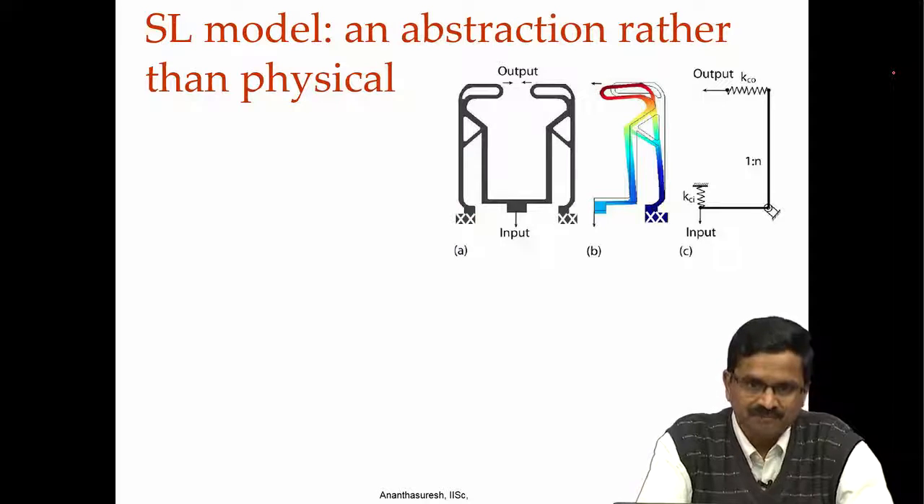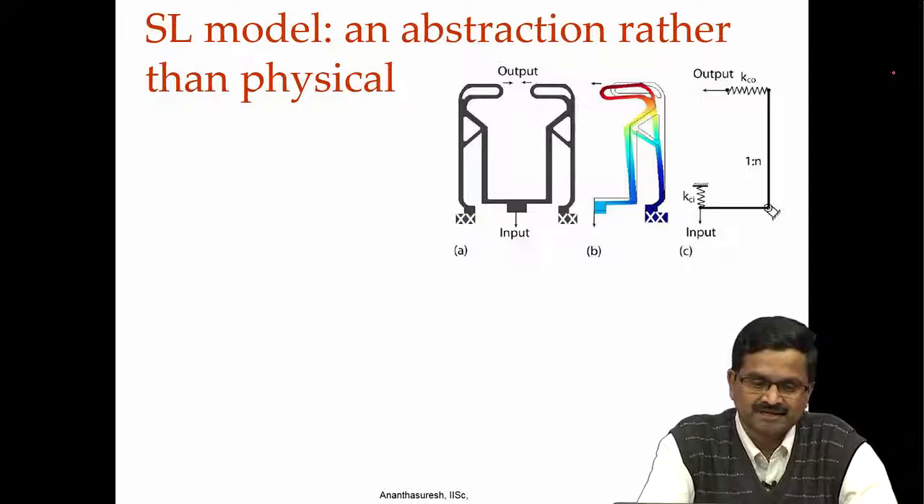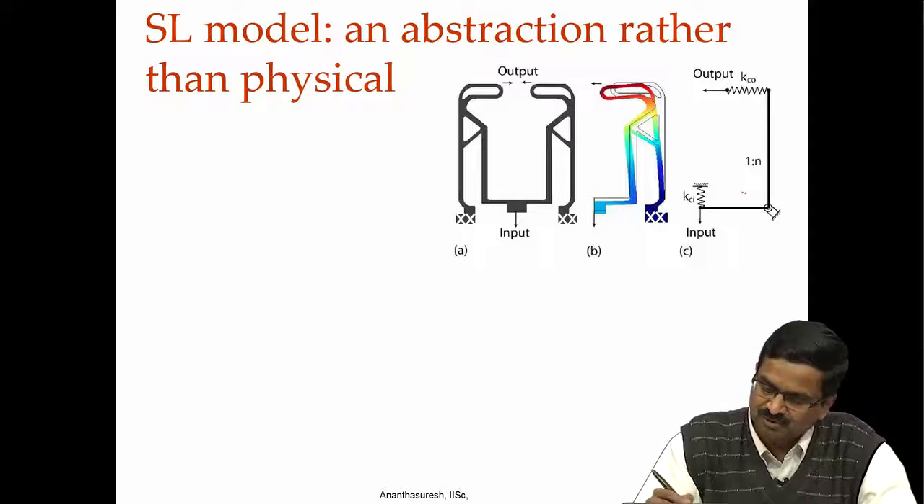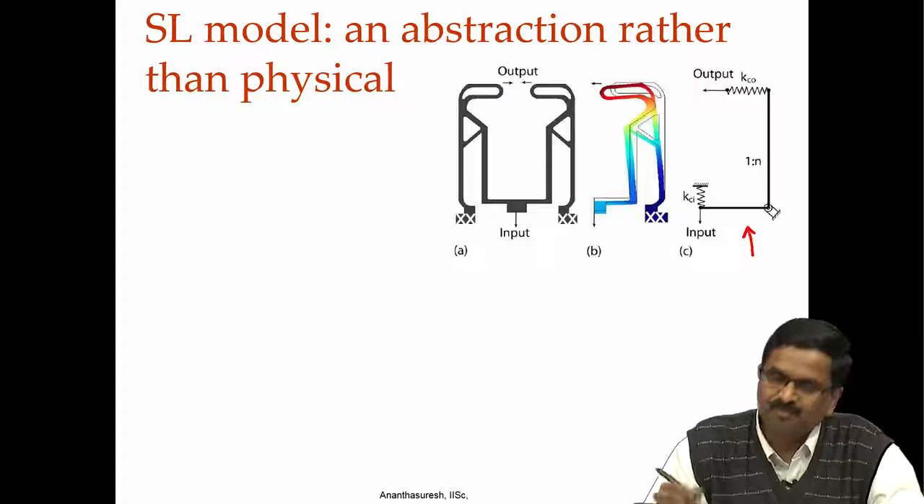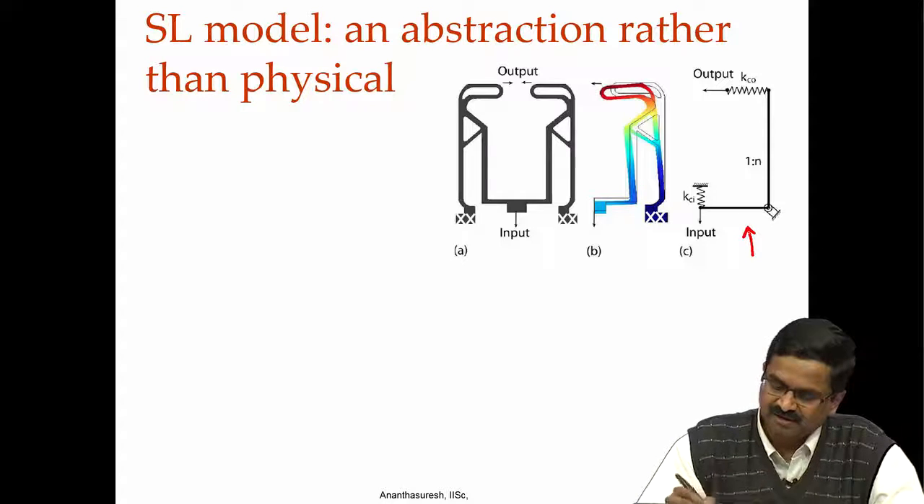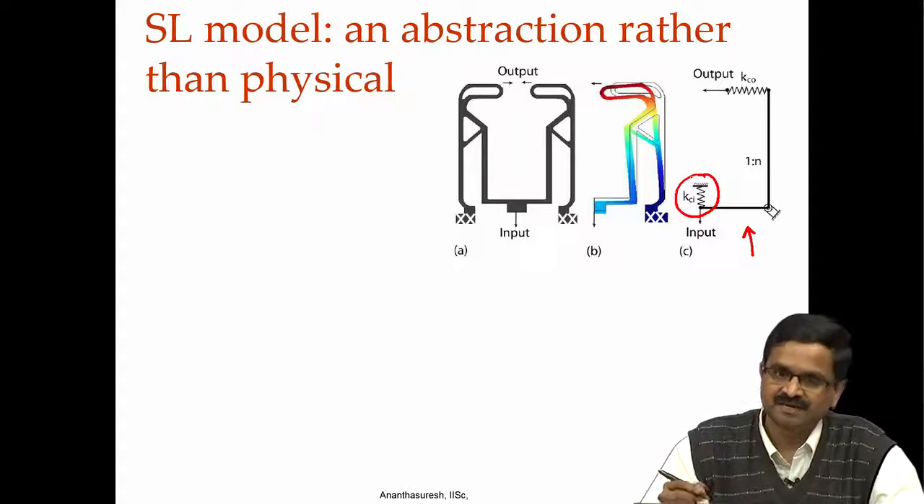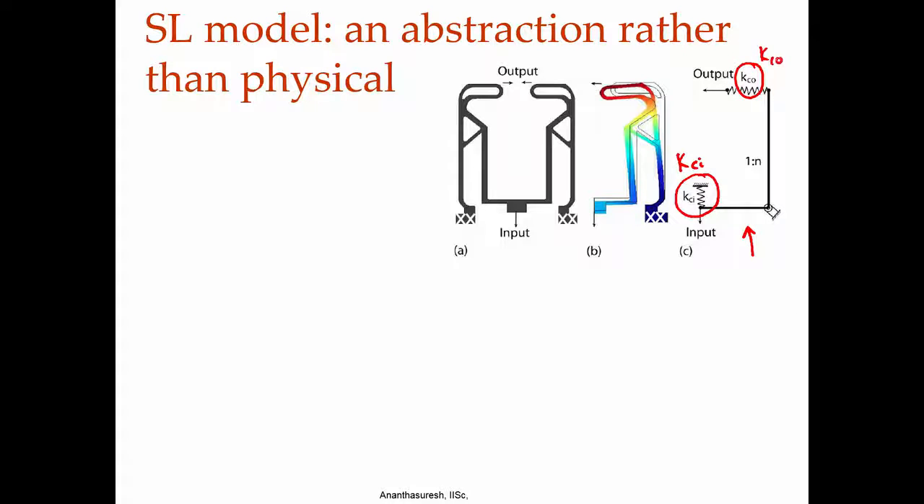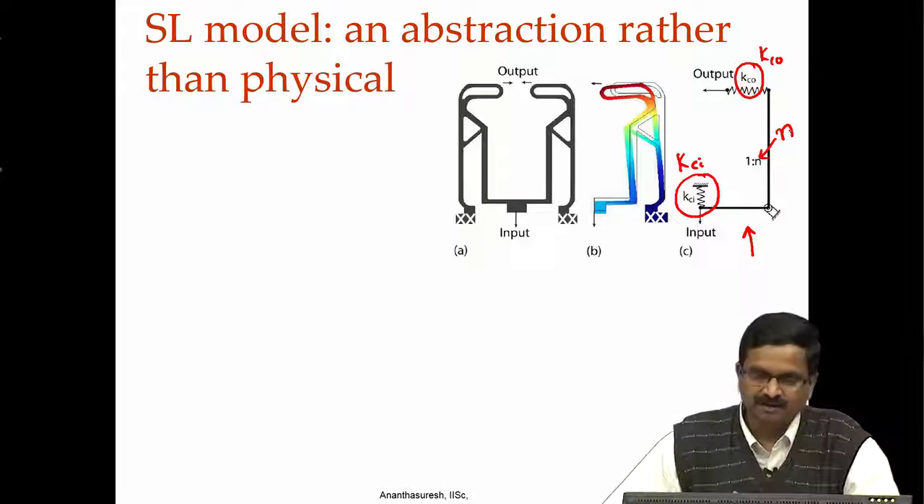So, the spring lever model, as you understood from the last lecture, is merely an abstraction rather than a physical model, although in this particular example we are showing it as if there is a physical model of the mechanism, like a lumped model where there is input side stiffness KCI and output side stiffness KCO, and then there is a lever ratio which is N. These are the three parameters that one needs when you want an input output model for a 2 degree of freedom system.